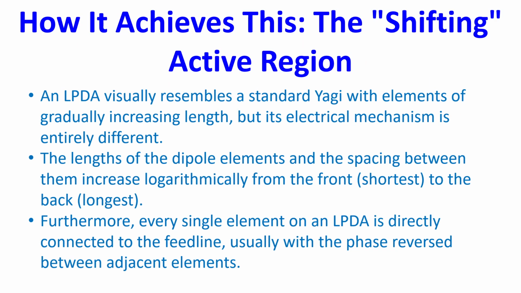A log periodic dipole array visually resembles a standard Yagi with elements of gradually increasing length, but its electrical mechanism is entirely different. The lengths of the dipole elements and the spacing between them increase logarithmically from the front, shortest, to the back, longest. Furthermore, every single element on an LPDA is directly connected to the feed line, usually with the phase reversed between adjacent elements.